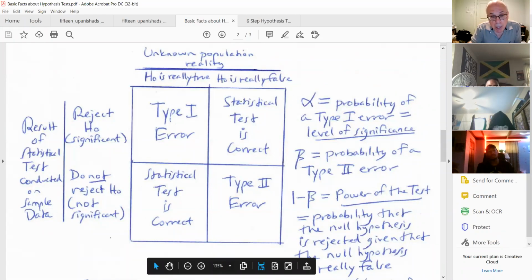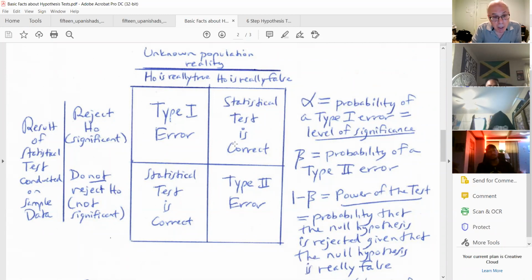In other words, it's this upper right part of the box here, right, where we reject the null hypothesis and it's really false. In other words, we've made a correct result here. And by the way, researchers want this result. This is the purpose of doing their research. They want to reject the null hypothesis because they want to see if there's enough evidence for their research claim. And of course, they want the null hypothesis to be really false, right?